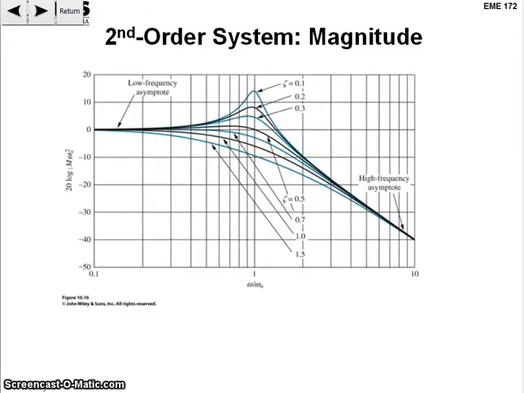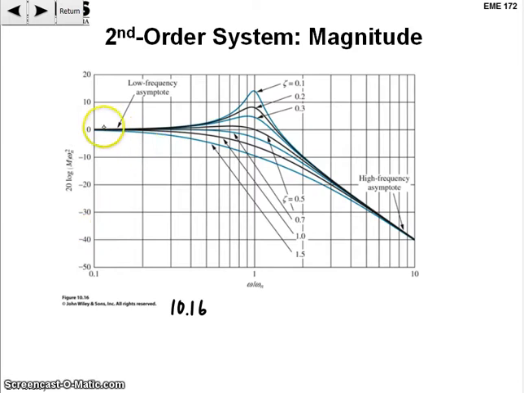This is the magnitude plot, figure 10.16 from the book. The way it's plotted, the frequency axis is normalized to the natural frequency, so it's omega divided by omega n. You're going 1 decade below the natural frequency and 1 decade above. The plot is in decibels: 0, minus 20, minus 40.